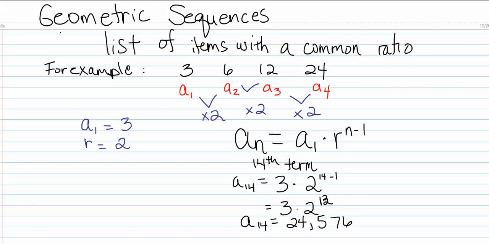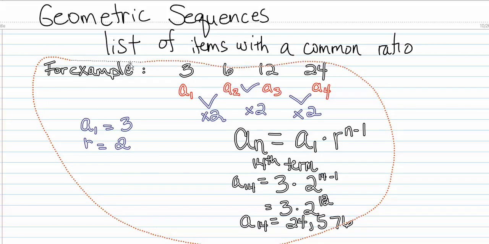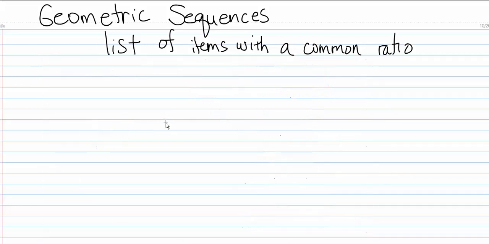Okay, so let's get rid of some of this and do some other examples here. I'll put the formula back up here. A sub n is equal to the first term times the common ratio raised to the n minus 1 power.